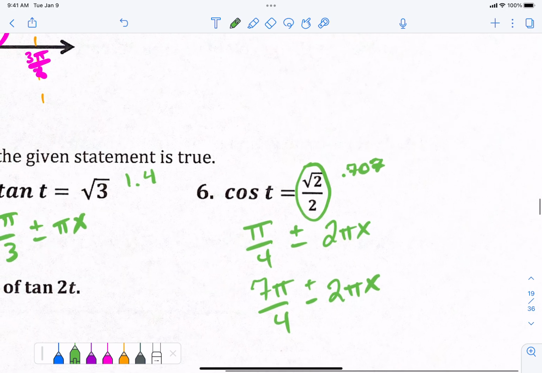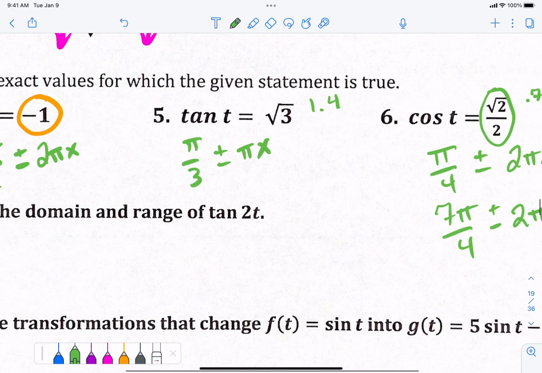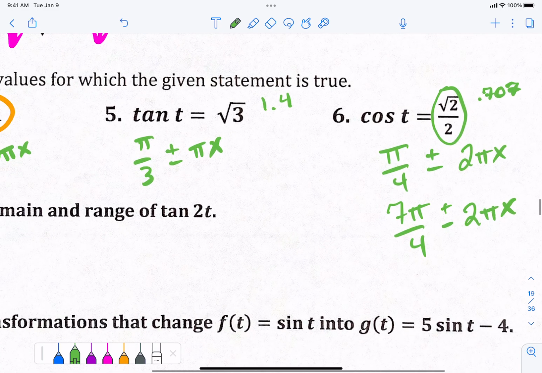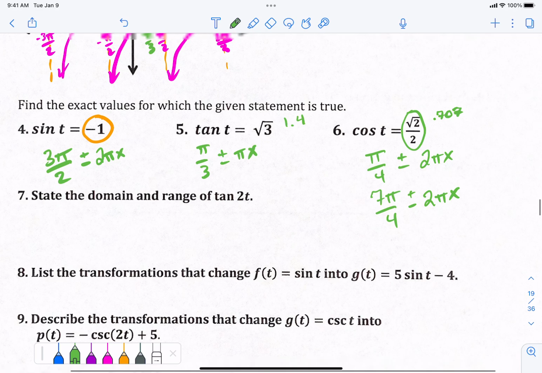Does that make sense? I don't like those. I think I like domain and range better than I like those ones. I don't know. Since you told us to look at the unit circle, it's not that hard. Once you look at the unit circle, it's not too bad.